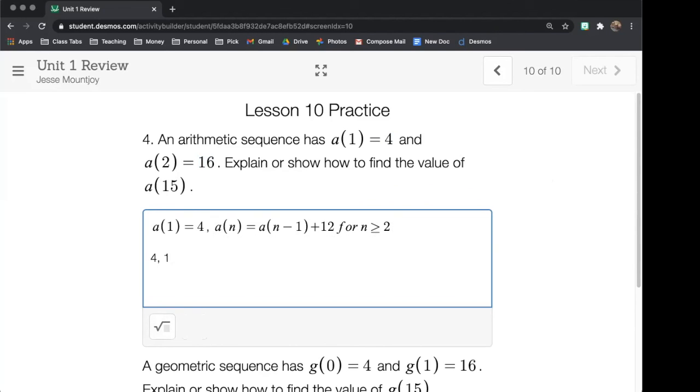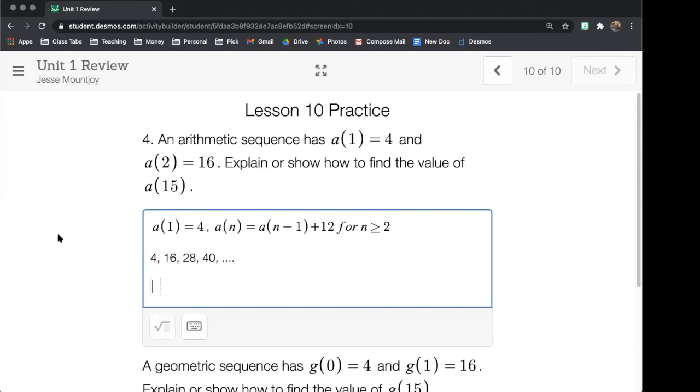So I go 4, 16. And then if I keep following this pattern of adding 12 every time, I can get there. So next one's 28. If I add 12 again, I'm at 40, right? And I can continue this pattern. But it's going to take me a while. I got to do this 15 times. I've only done it 4 times. I'm already tired of it.